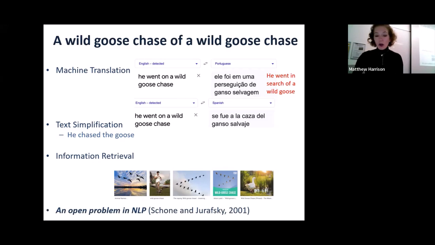So somewhere we got lost in translation, and multi-word expressions, and specifically idiomatic expressions, are still an open problem in NLP. This quote is from 2001, and now 21 years after, they are still an open problem for NLP.